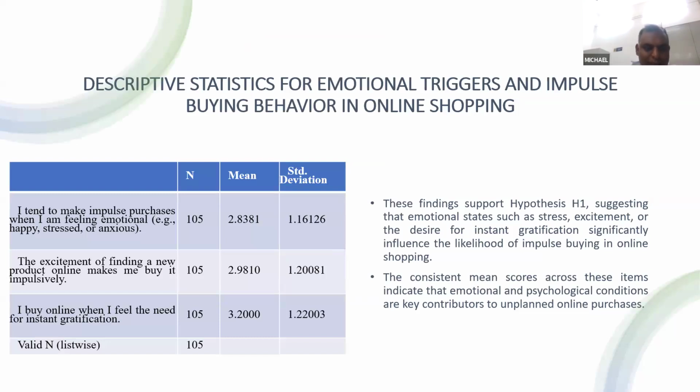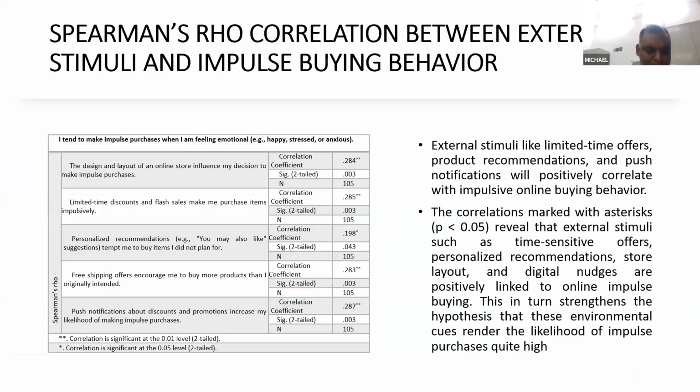I used descriptive statistics, just using the mean values, which I have explained here. The result shows that emotional states like stress, excitement, and instant gratification strongly influence impulse buying. The consistent mean scores indicate that emotions are a major contributor to unplanned online purchases, and the findings support hypothesis one, confirming that psychologically, emotions significantly affect impulse buying behavior.